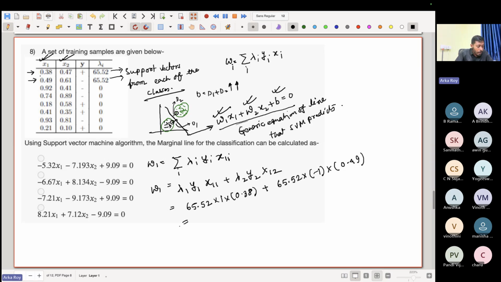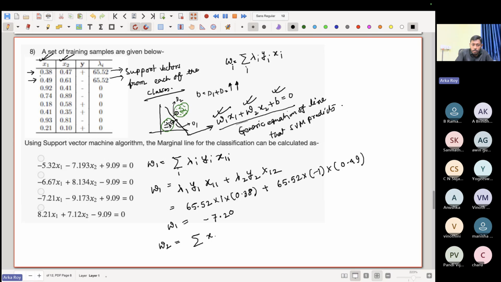So if you add all these things up, you will get the value. I have already noted down the value. So the value is minus 7.20. So this is W1. Then again, you have to find the value of W2.